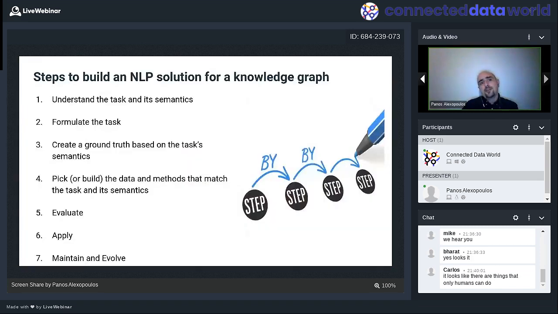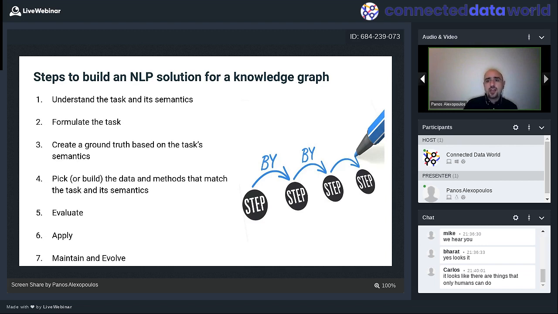Okay, wrapping up. Again, from a methodological perspective, what I'd like you to keep in mind is that the steps to build an NLP solution for a knowledge graph would start from first understanding the task and semantics. Task means, what is the task? Do we want to detect entities? Do we want to detect relations? Do we want to detect relations between unknown entities or known entities? Things like that. And then it's semantics.